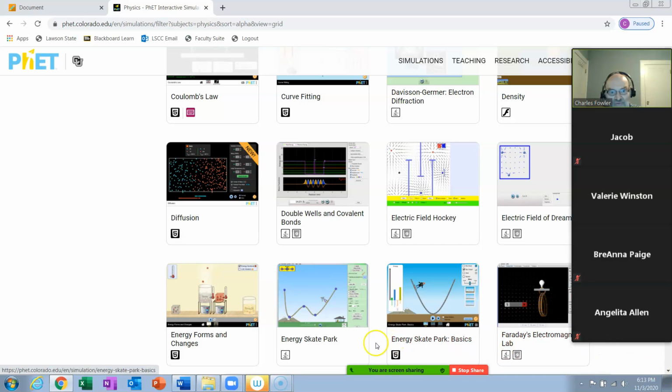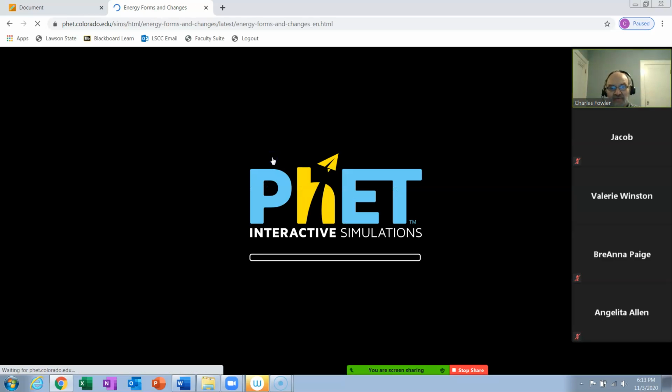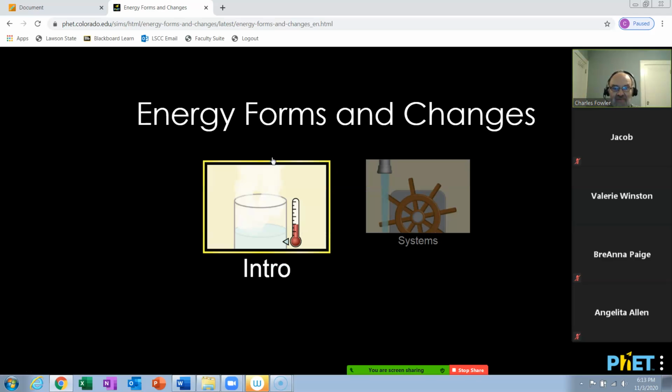Was it energy forms and changes? Okay, that's it right there. Okay. And then you don't have to do the download. All you have to do is click on this triangle and the circle. You don't have to do this download here. Triangle and the circle. Click on that, and now it's starting up. Now, some of them take longer to load than others. Let's see how this does.